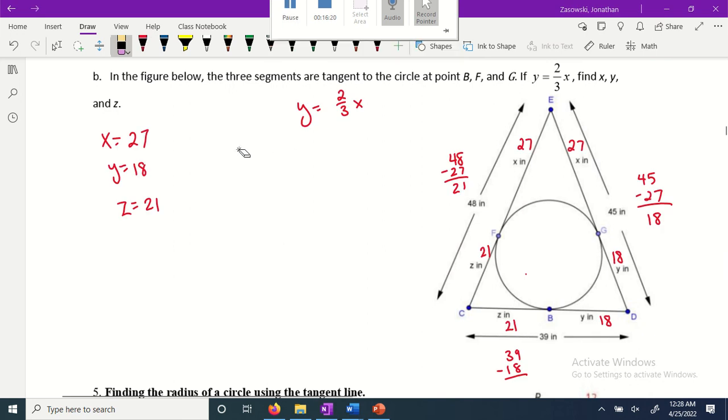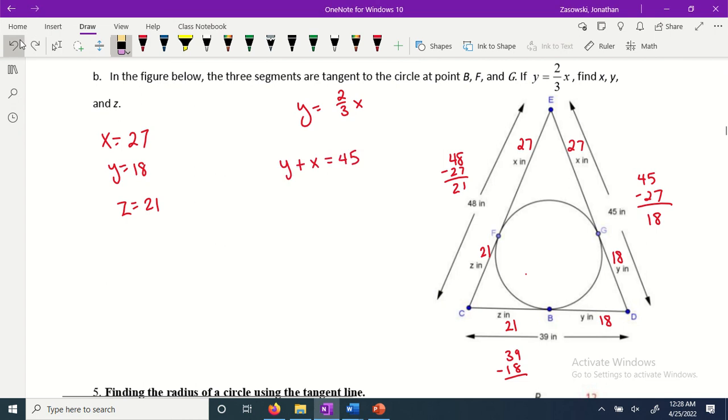Okay, so let's start with answers. So you should have got 27, 18 for y, and 21 for z. And to get that, you're going to start with our first equation, which is y is equal to 2/3 x. And then what we can do is we can just take this equation on the right here. Any one of these really doesn't matter. Actually, we do need to use the x and y, and we know that if we add x and y together, we get 45. So we're going to start with that equation first.